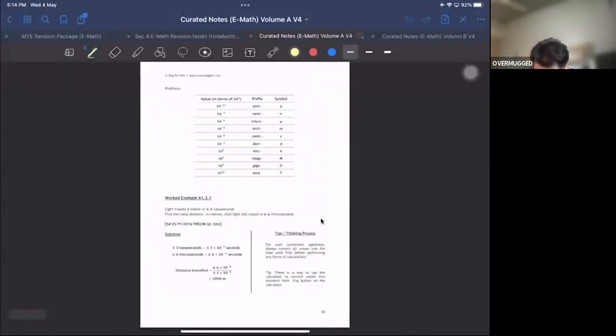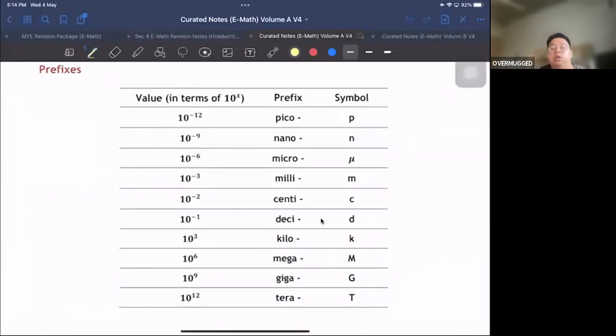So this whole list, starting from pico all the way to tera, is actually very important. It's good to know every single one. If the schools are very nice, they will give it to you, but most of the time they don't. So you need to remember, oh, pico is 10 power minus 12, tera is 10 power 12. Everything in between is just what you need to remember.